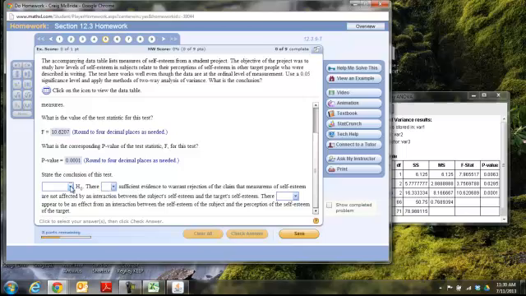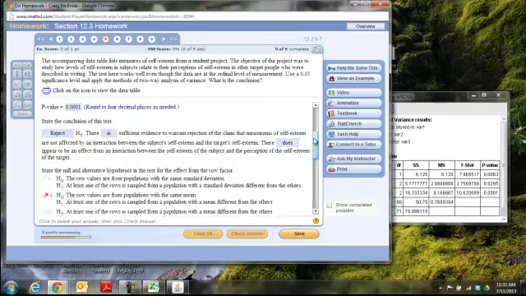State our conclusion. Do we reject, excuse me, or fail to reject? Well, the null is that there is none. We got a really small p, right? So when the p is low, the null must go. So we reject. There is sufficient evidence to warrant rejection of the claim that measures of self-esteem are not affected by interaction, because we did see that we have an interaction. Right? There does appear to be an effect from interaction between blah, blah, blah. Check answer.